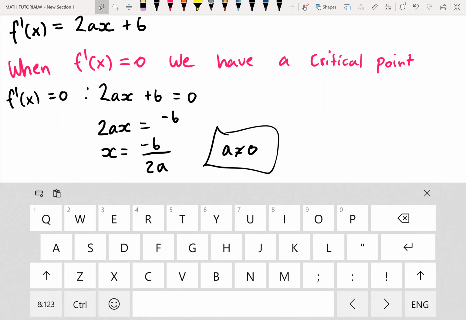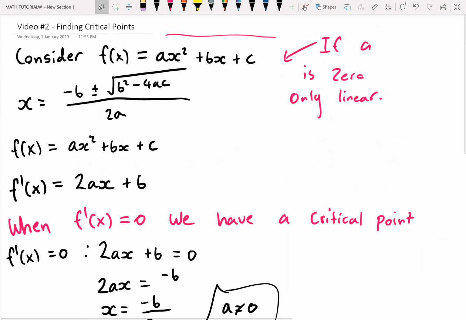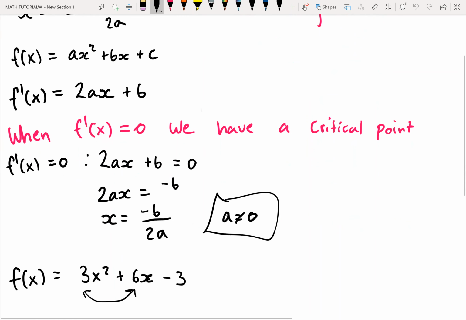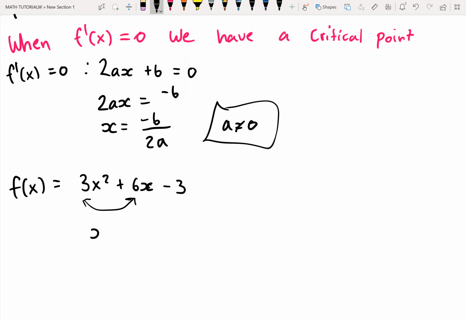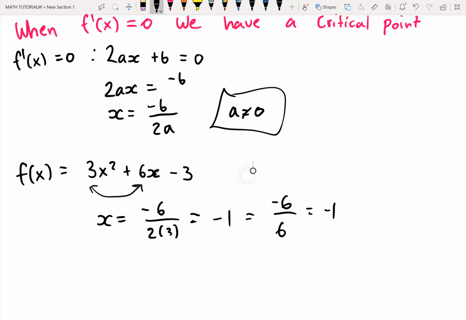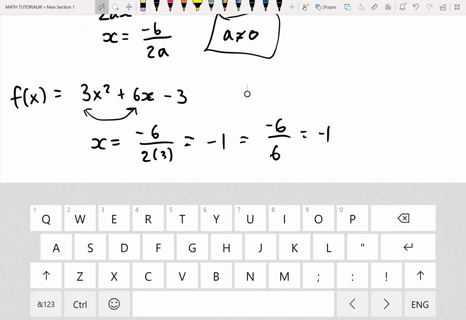So in our form, a would be 3 and b would be 6. So all we have to do is say that x is equal to minus 6 over 2 multiplied by 3. And by chance, our vertex is at minus 1, because that is minus 6 over 6, which is minus 1. Okay? And let's throw up another example.